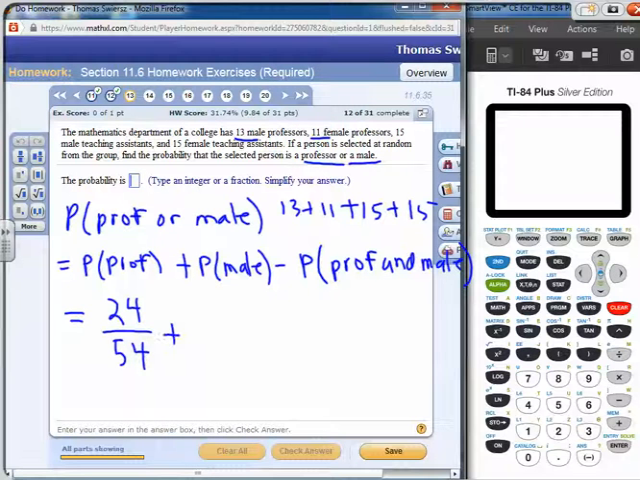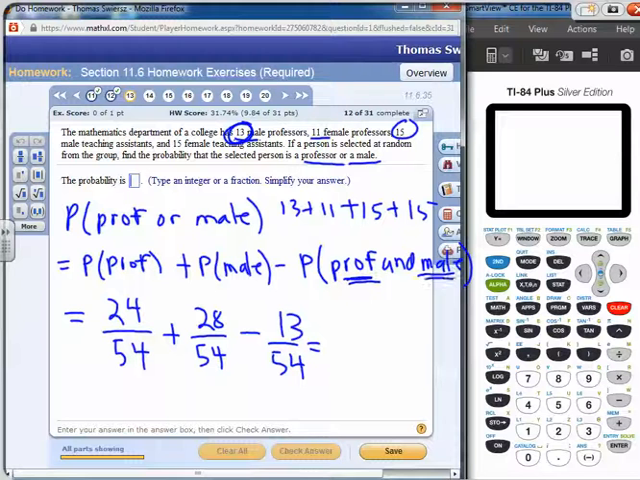Okay. Males. The males have their 13 male professors and 15 male teaching assistants. So 13 and 15 is 28 males altogether out of 54. But now what? The professors that are males we counted twice, right? Which are the 13. So we're going to subtract 13 out of 54. You got to subtract the ones that are in both groups, the ones you counted twice, which are the professors that are male professors 13. So 28 plus 24 is 52 minus 13. 52 minus 13 is 39 out of 54.